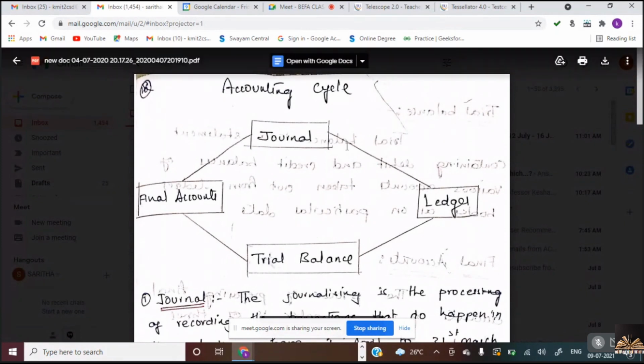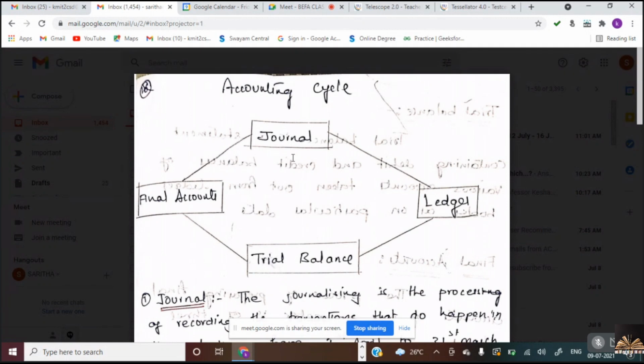So this is the first step. Once we do the journal entries and record the transactions, we close the books of accounts. Based on these entries, we prepare the ledger account. A ledger account is a summary of all the journal entries and transactions recorded from 1st April to 31st March. On 31st March, we close the books of accounts and prepare the ledger accounts.